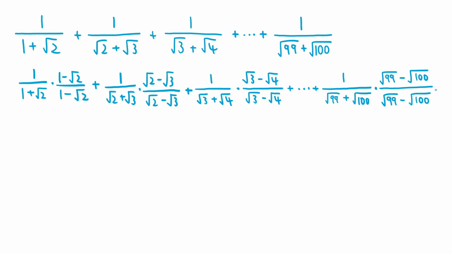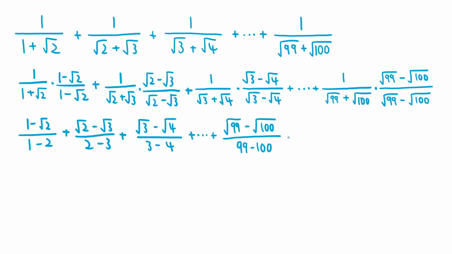So after we've done this, we should simplify each term by multiplying the numerator and denominator separately. The first term turns out to be 1 minus the square root of 2 in the numerator, and the denominator is 1 minus 2 if we use the difference of squares formula, since 1 plus the square root of 2 times 1 minus the square root of 2 is equal to 1 squared minus square root of 2 all squared, which turns out to be 1 minus 2. For the second term, the numerator is square root of 2 minus the square root of 3, and the denominator becomes 2 minus 3. We can simplify the rest of the terms in the same way.